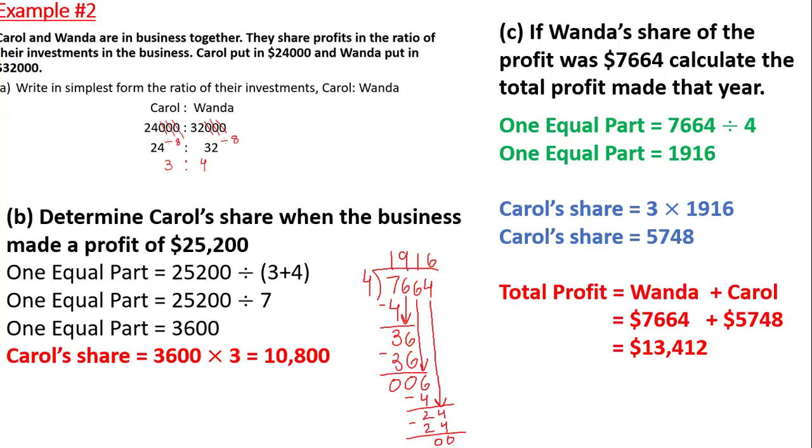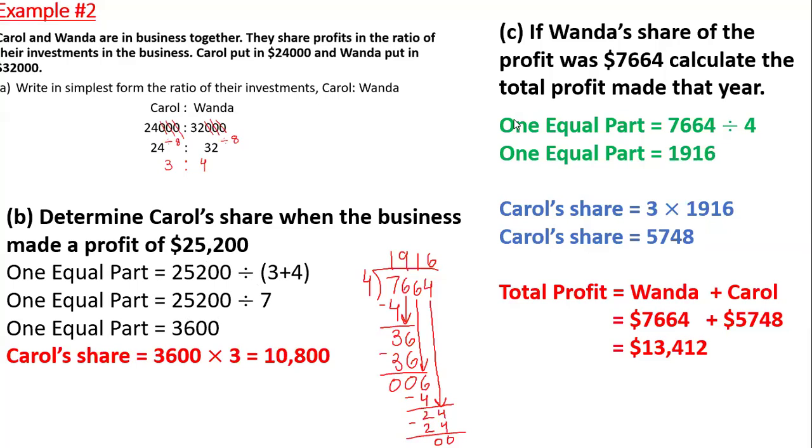Yes, sir. And the reason is because they give you a new Wanda share. So if you look at this, it says Carol's share is 10,800, right? Wanda's share in this case would be the difference between 25,200 and 10,800. If you do that, 25,200 minus 10,800, that's 14,400. So Wanda's share in this case is 14,400, while Carol's share is 10,800. You understand that? For this one.